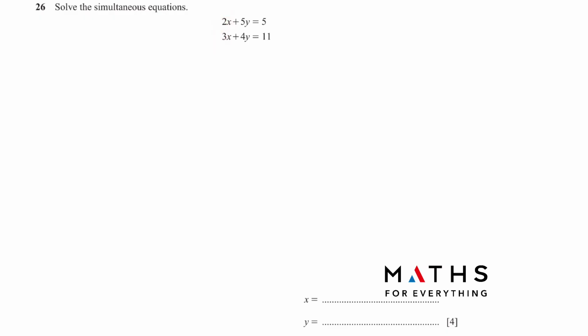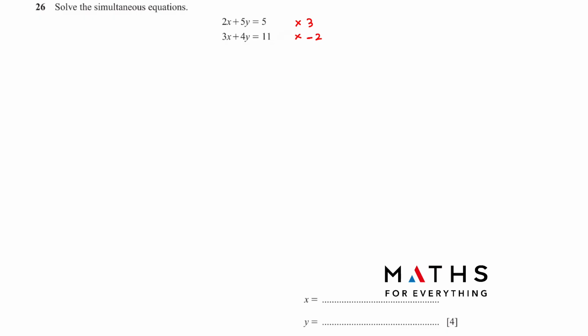Solve the simultaneous equation. Here all our coefficients are different for x and y. So we need to choose x or y and make the coefficient the same. I'll choose x. So I will multiply the top by 3, and the second equation by not 2, by negative 2. If the signs are the same, multiply the bottom equation with the opposite sign.